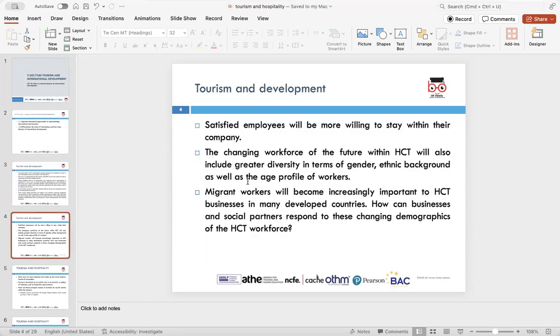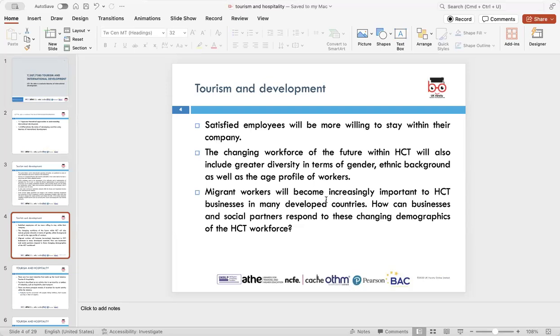Workforce satisfaction and diversity in HST. HST, obviously, is hospitality, catering, and tourism. Satisfied employees are more likely to stay with their organizations, contributing to stability and reduced turnover. As the HST sector evolves, it will see an increasingly diverse workforce regarding gender, ethnicity, and age.